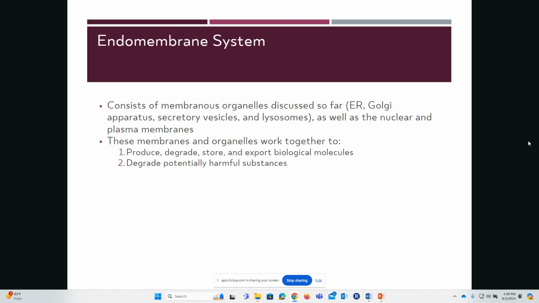So thus far we've been looking at the endomembrane system, and it consisted of membranous organelles like mitochondria, Golgi apparatus, endoplasmic reticulum, both smooth and rough, and the secretory vesicles like lysosomes and peroxisomes that are similar and mostly modified. But we can't forget the nucleus. The nuclear and plasma membranes also are a part of that endomembrane system. And these membranes and organelles work together to produce, degrade, store, and even export biological molecules to other cells or just to an interstitial space. They degrade potentially harmful substances and also keep us safe.